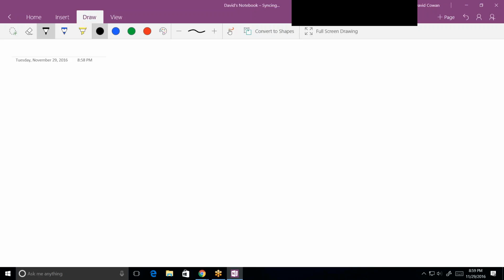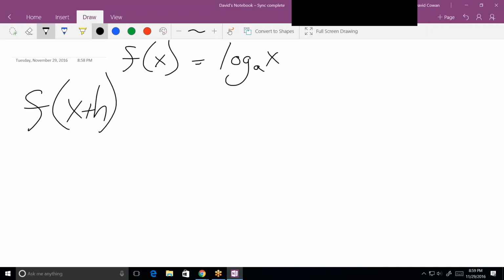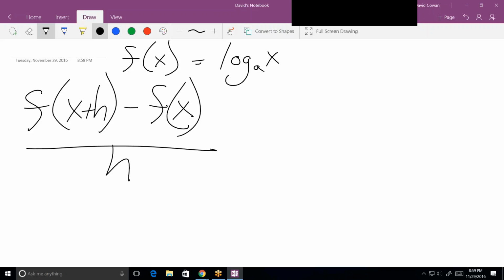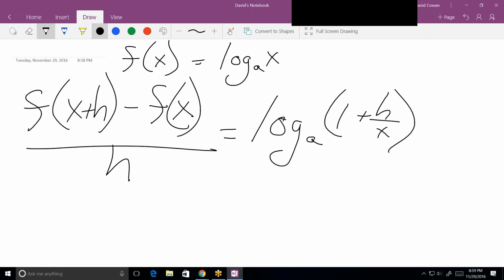All right. So if f of x equals log base a of x, show that f of x plus h minus f of x, all over h, equals log base a of (1 plus h over x) to the power of 1 divided by h, when h is not equal to 0. Again, they're just saying that because you cannot divide by 0.